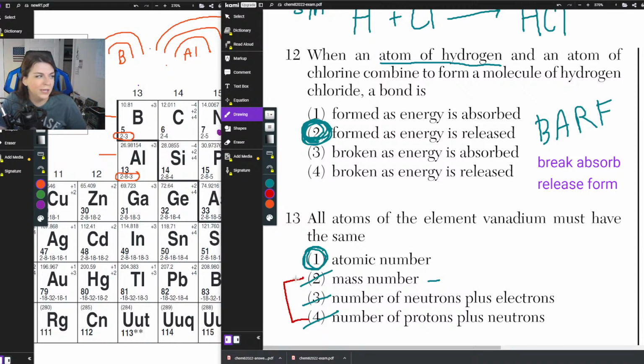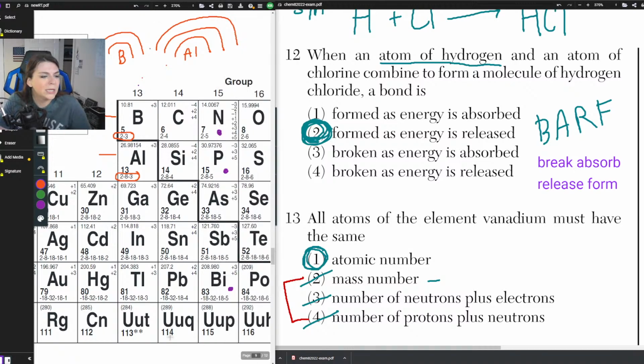These things get checked over and over again. Don't assume that that's the case. So just on that alone, you rule out 2 and 4 because they're the same answer. And again, all atoms of vanadium must have the same atomic number. I believe it's 23.